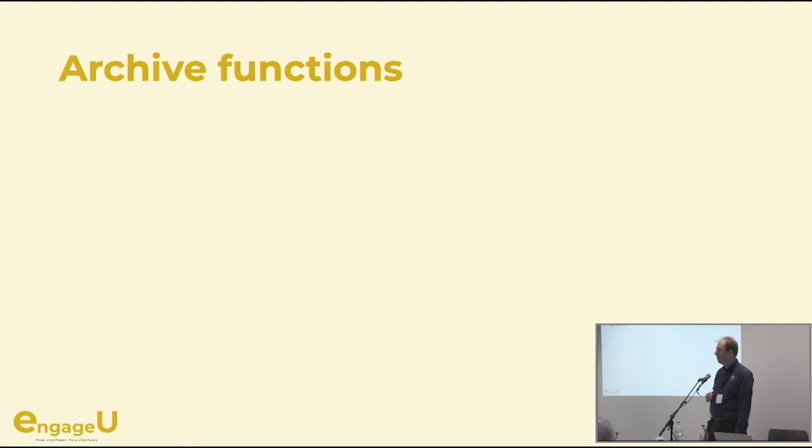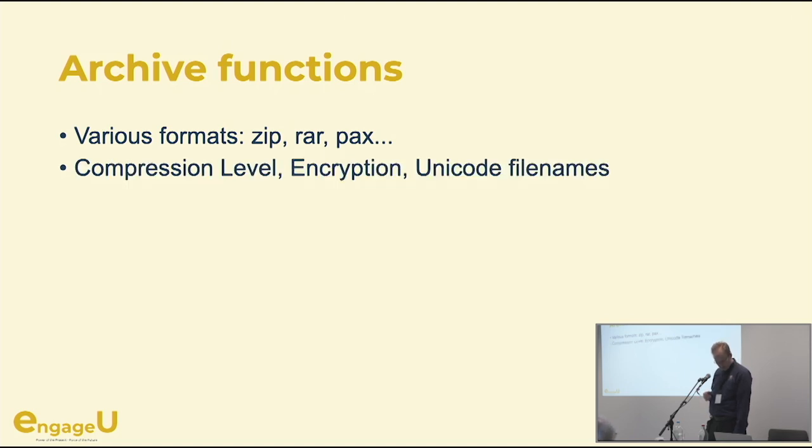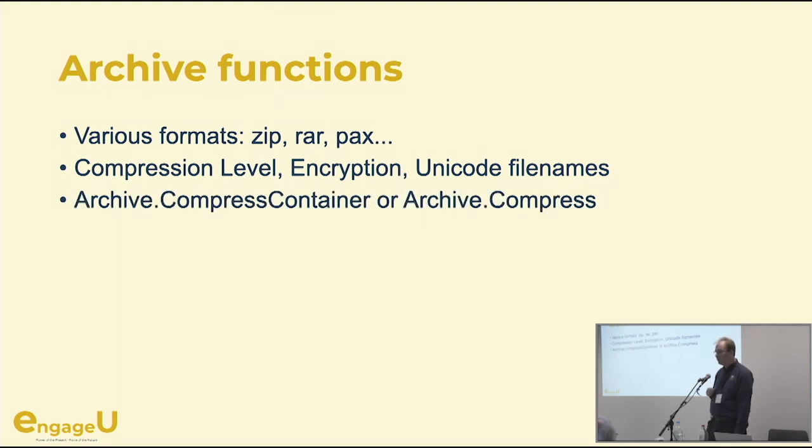And next is archive functions. So the MBS plugin can create archives like zip files, with several options like encryption and Unicode characters, so you can have all your Asian characters or umlauts or whatever, and pick the compression level. We have some easy functions like compress container, where you just pass in your container field as input, you get back a container, and that's your zip file. But also you can use archive compress, where you pass in a list of files. So if you have a folder with a list of files, you can just zip them up in one call.